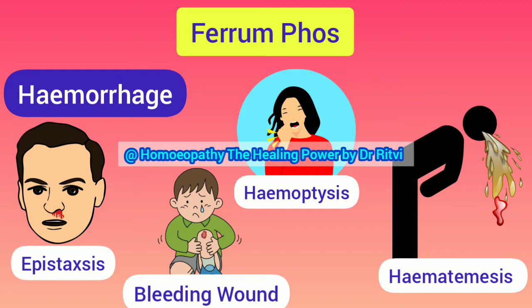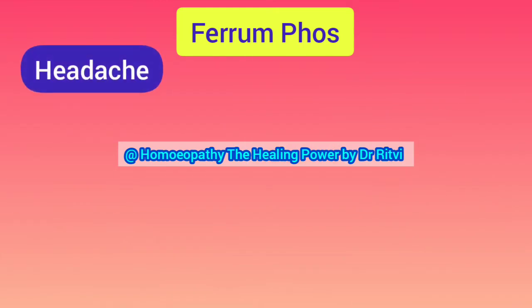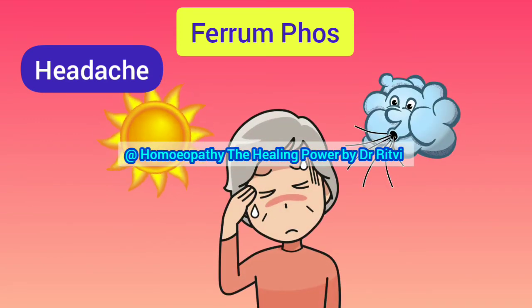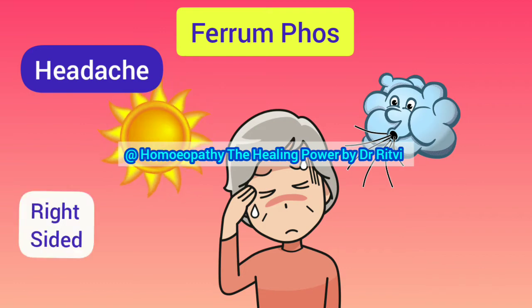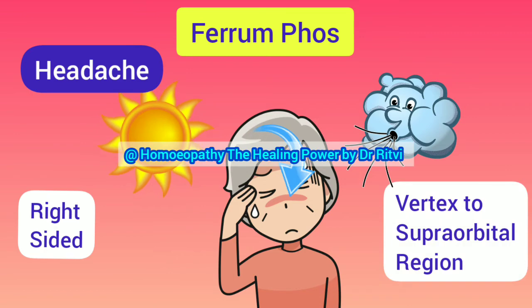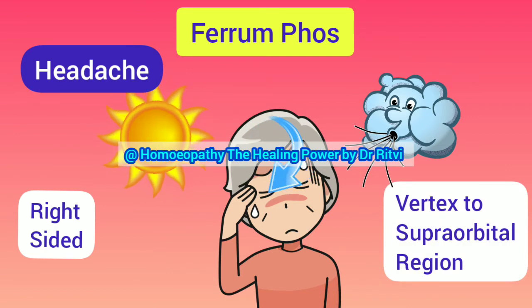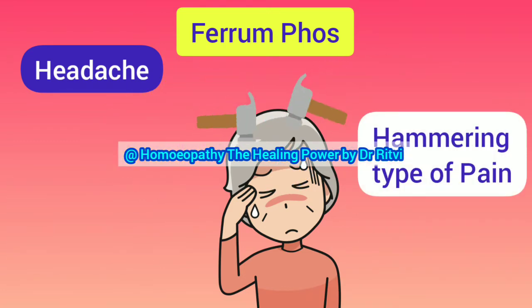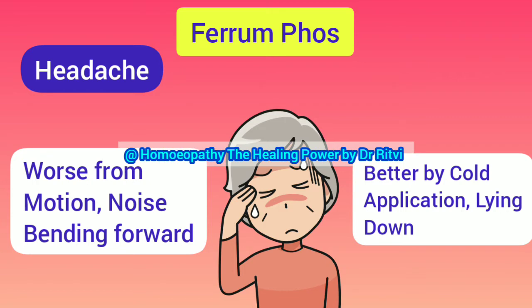Now friends, let's start with the headache. Ferrum Phos is useful whenever headache is caused due to heat of the sun and exposure to cold air. Ferrum Phos is indicated whenever the headache is right-sided and there is pain from vertex to supraorbital region. There is a heaviness feeling in the head with hammering type of pain, and this pain is increased by motion, by bending forward and by noise, and the patient feels better by cold application and lying down.